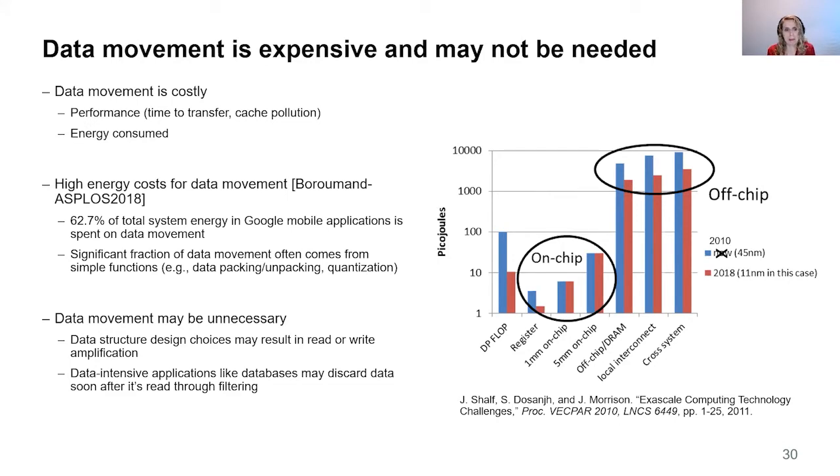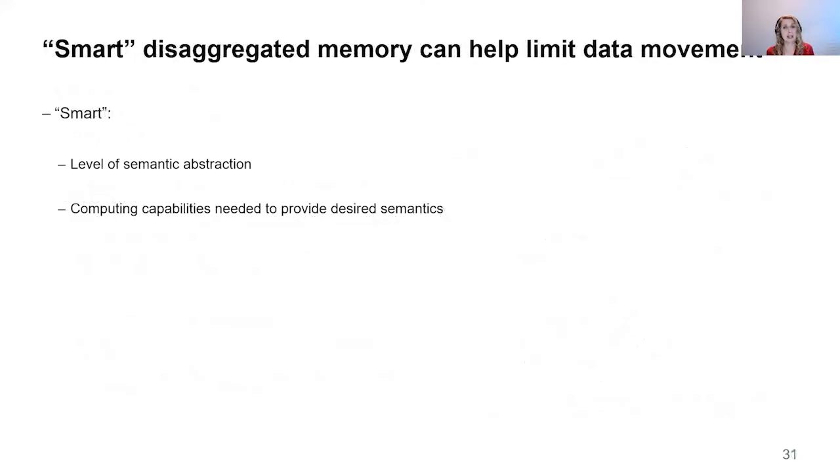Another issue is, some applications like databases perform filtering at the application level. They'll read a bunch of data, apply filters on that data, and then discard some fraction of the data that's not responsive to the query at hand. So data movement's expensive, and we might not actually need to do it. So wouldn't it be great if our disaggregated memory were smart enough to help us manage that data movement and to limit the data movement?